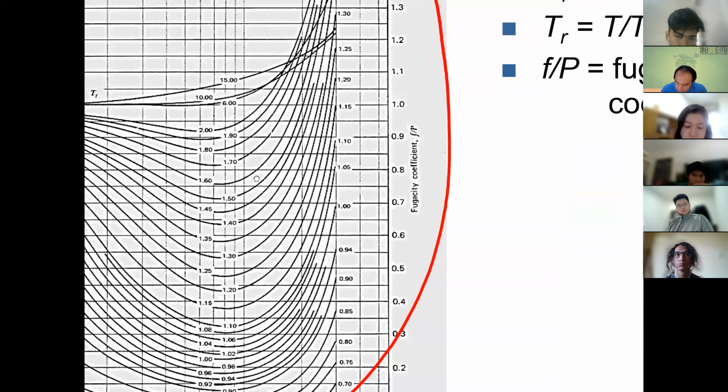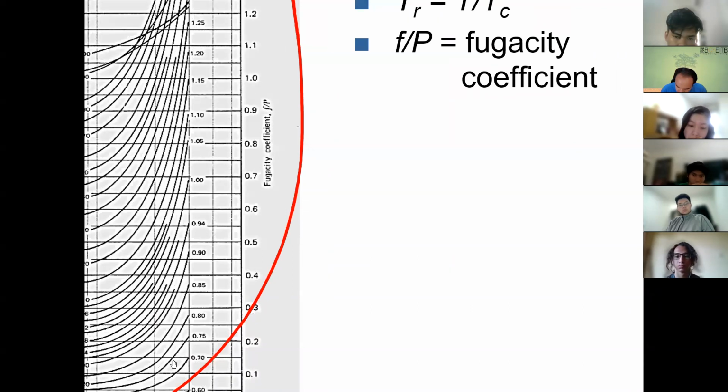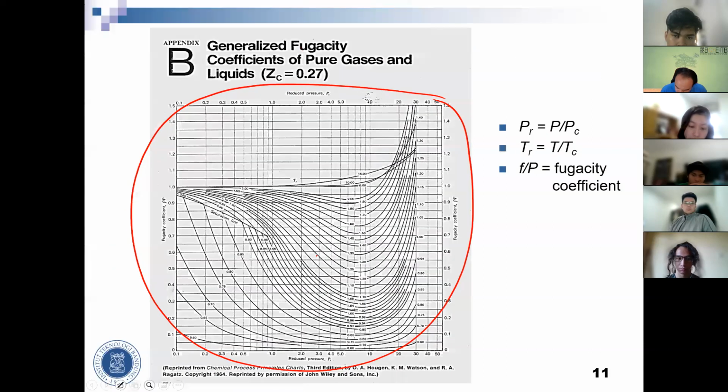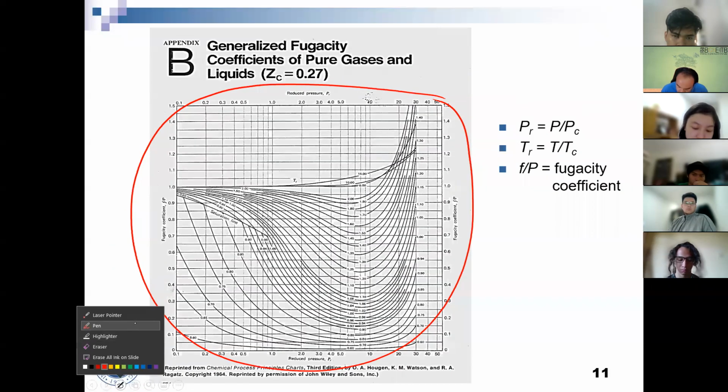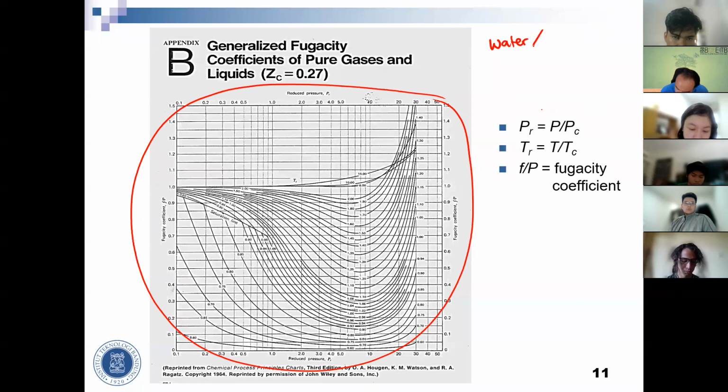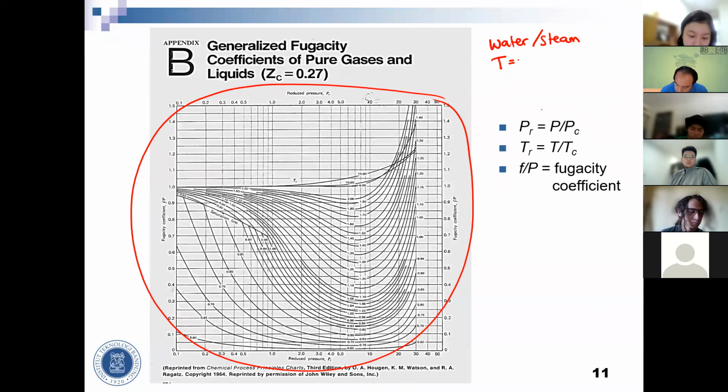For example, if we have water or steam at a temperature of, let's say, 150 degrees Celsius and a pressure of, let's say, 2 bar to atm. What is the fugacity coefficient? How to evaluate it?